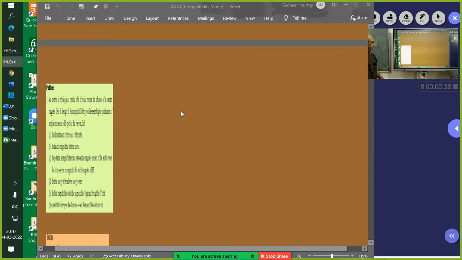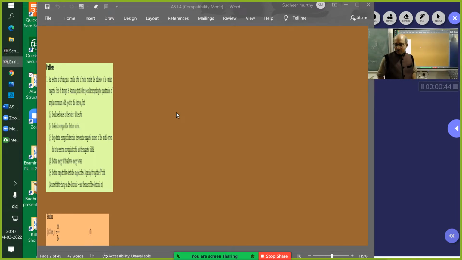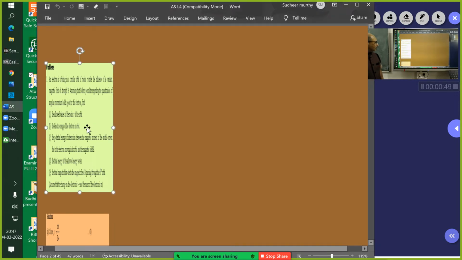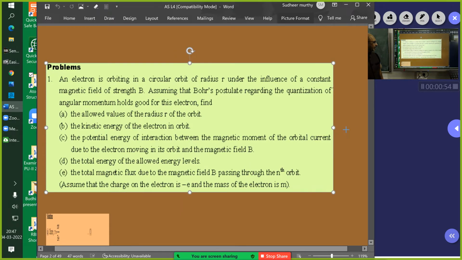So we will be entering into your favorite zone. What is your favorite zone? Numerical problems. Okay. So here we go. See, the first numerical that has been listed here is typically like this.